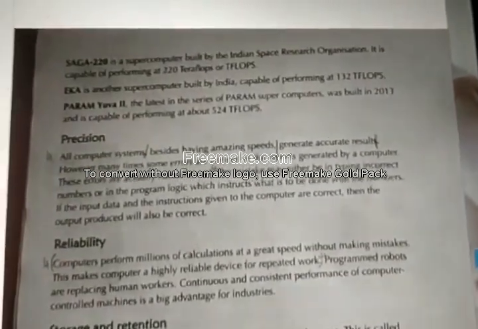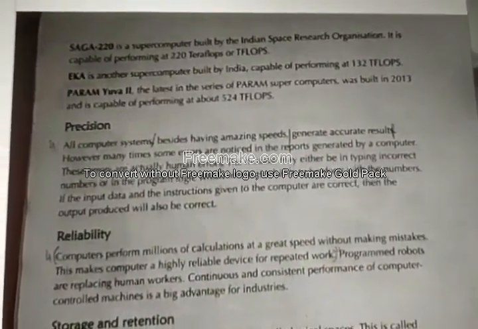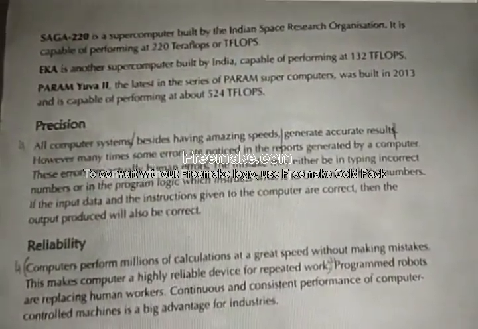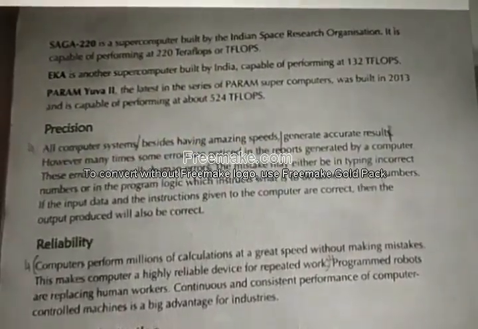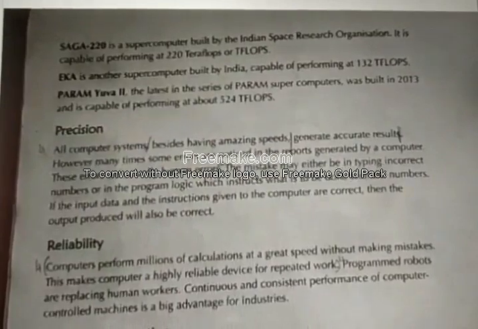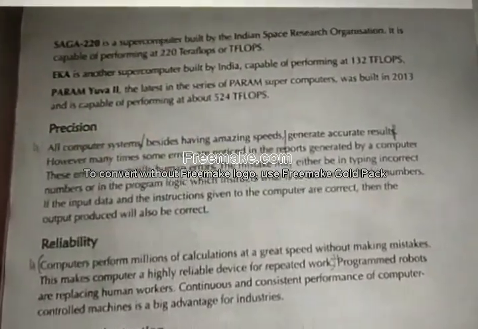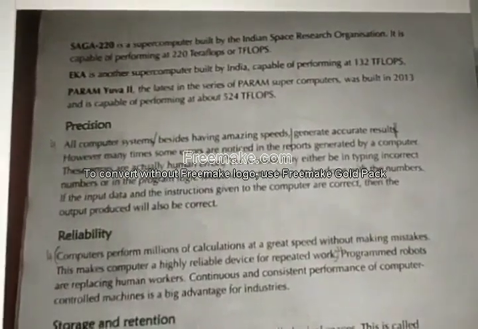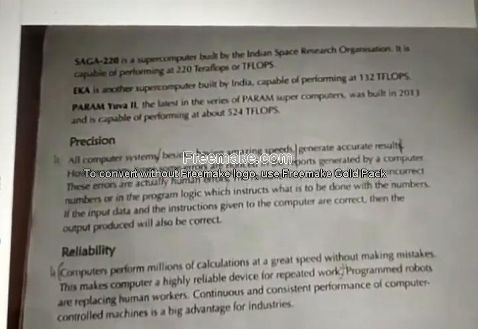Next, that is the speed. So in the characteristics of a computer we saw speed. What is the next characteristic of a computer? Precision. We will see what precision is. All computer systems, besides having amazing speed, generate accurate results. So what is precision? Precision is nothing but accuracy. In today's computer, whatever the instruction or calculation or process you give to the computer, what will be the result? Accurate result. You will get an accurate result. There will not be any mistake in the result.